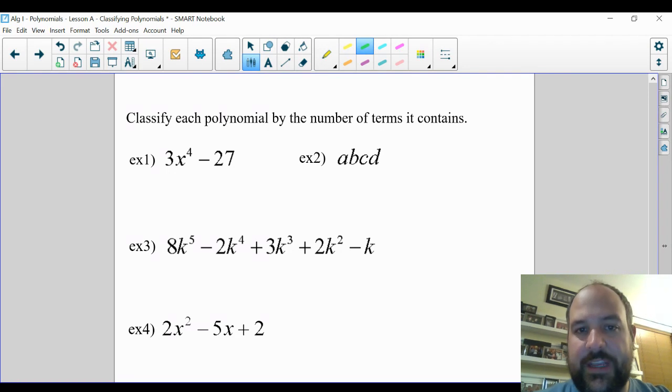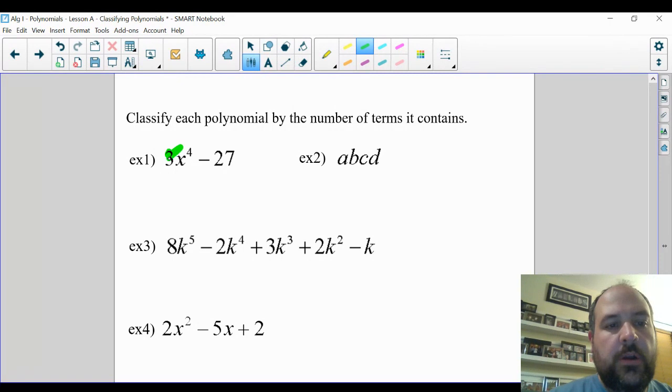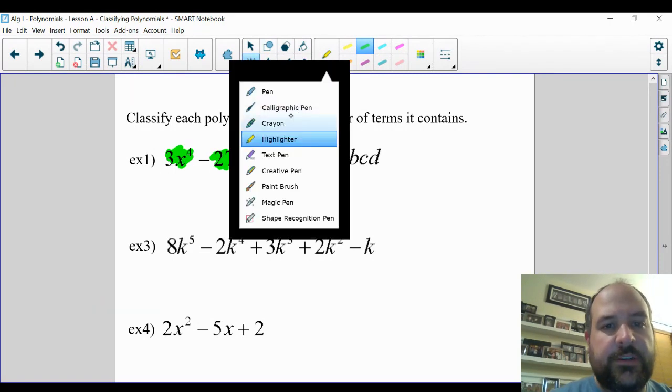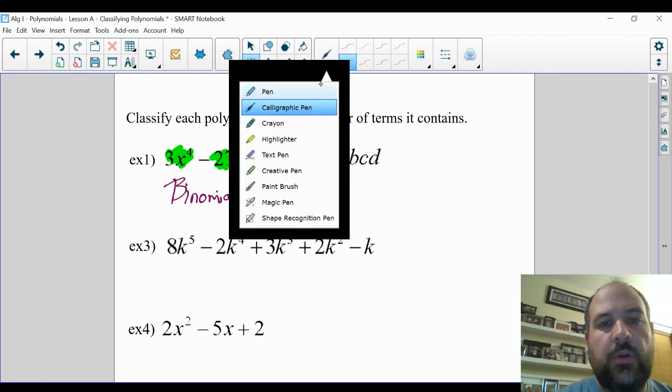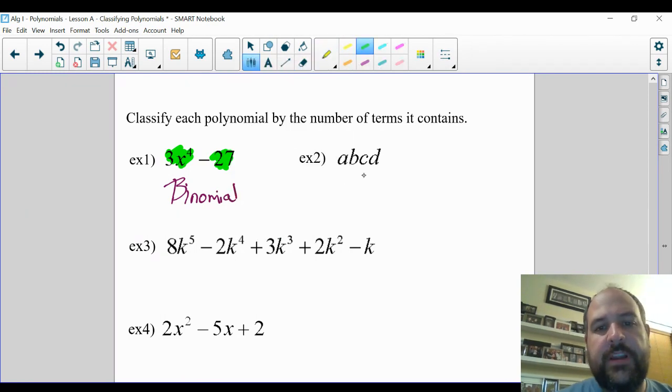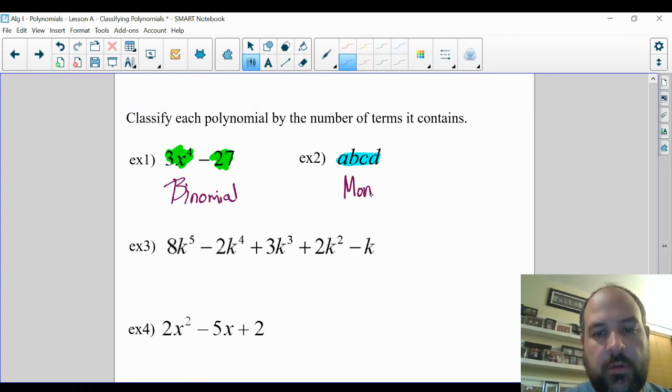All right, so let's look at example 1. In example 1, if we look at how many terms there are, we have the 3x to the 4th, and we have minus 27. Since there's only 2 terms here, this is going to be a binomial. In number 2, I see 4 different variables. I see A, B, C, and D. However, there's no plus or minus signs. So that polynomial only technically has 1 term.